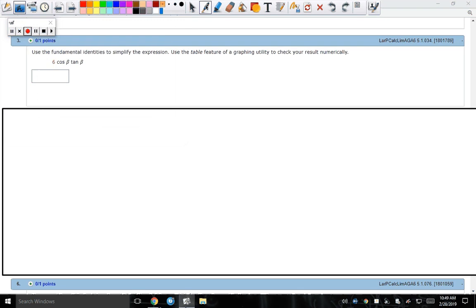Okay, so number 3 says use the fundamental identities to simplify the expression. We don't need to use that. So we have basically 6 cosine x, but we're going to say cosine beta because it's a variable, and tangent of beta. And my goal is to simplify. First step, what do I do?